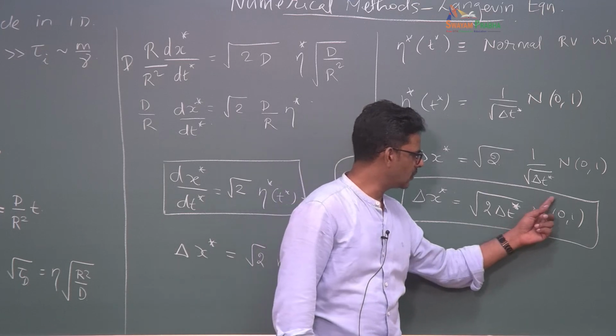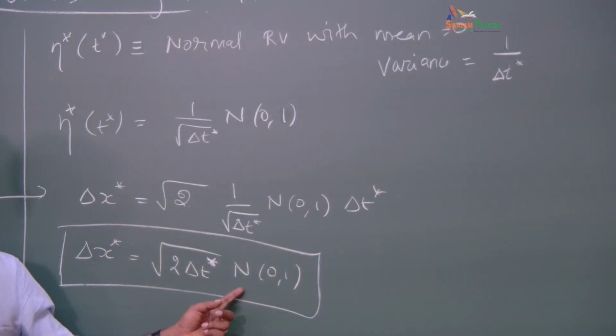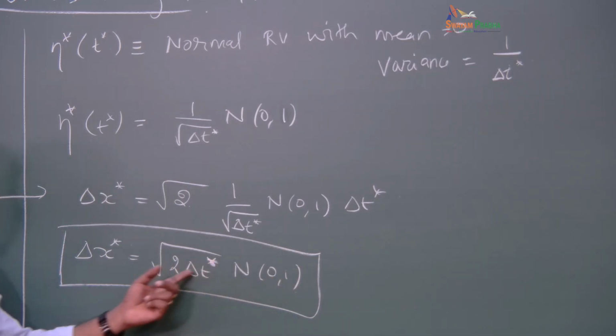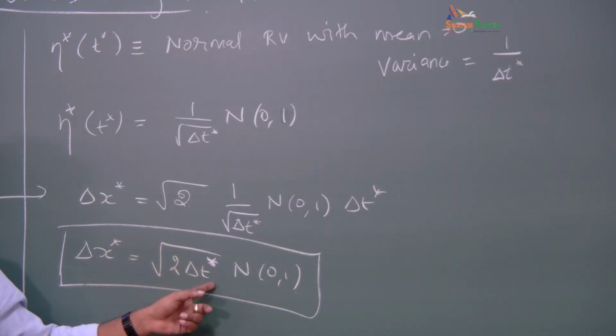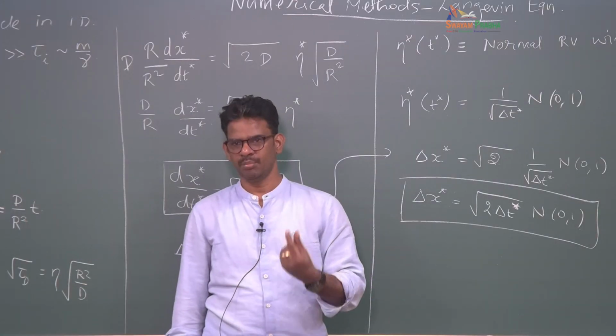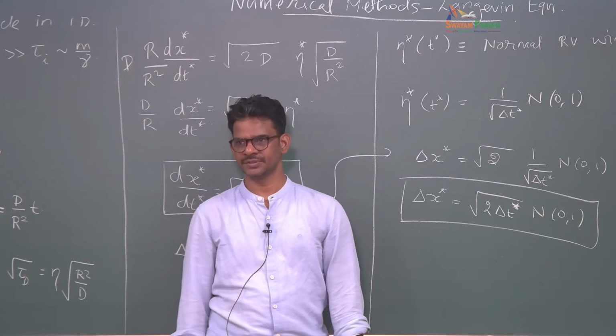You are going to call a normally distributed random number with 0 mean and unit variance, and then multiply by the square root of 2 delta t. That is the jump this Brownian particle is going to make between subsequent time steps.